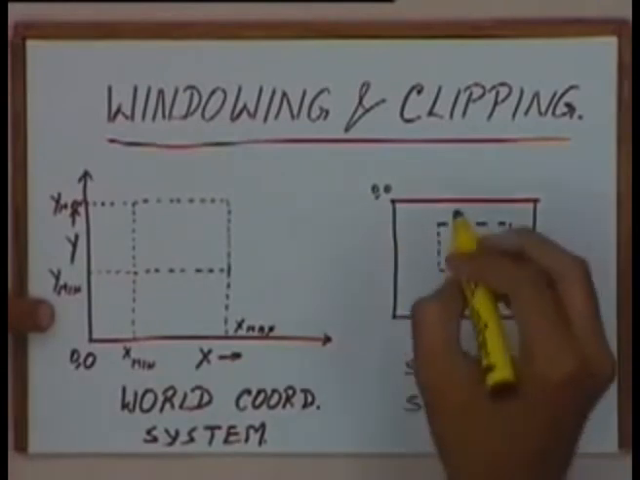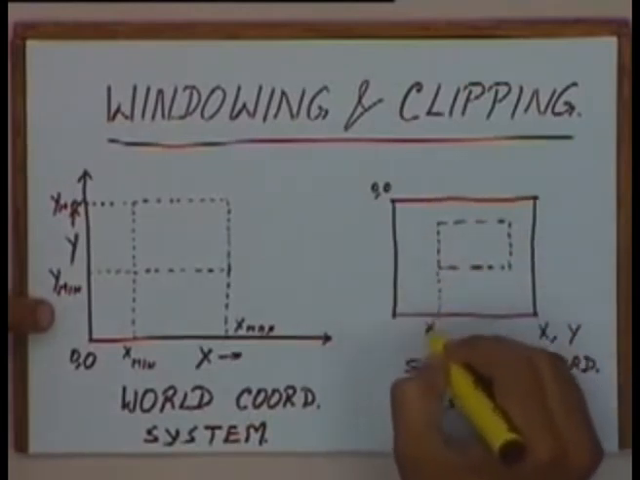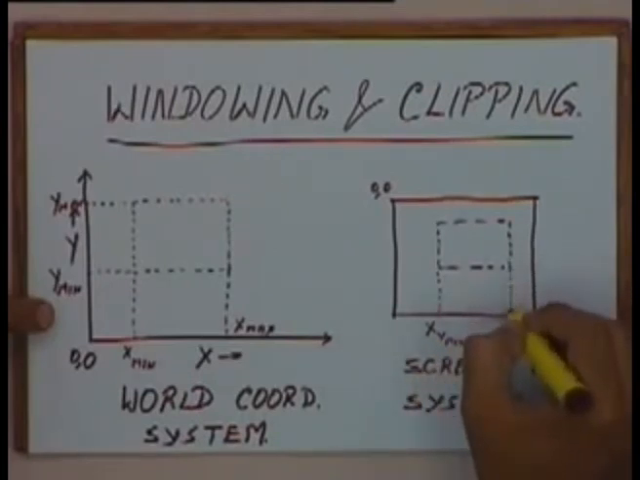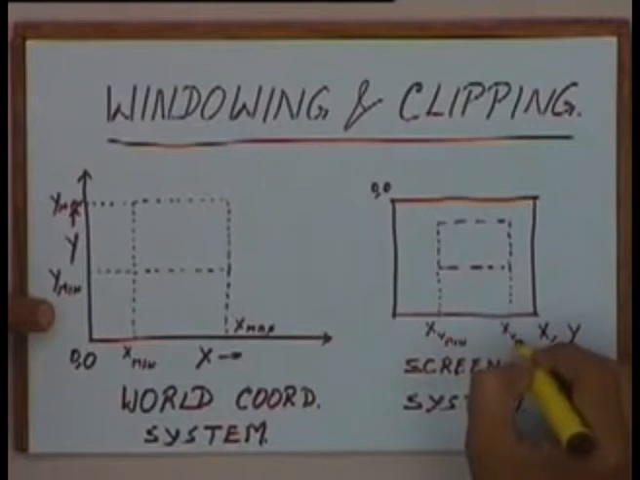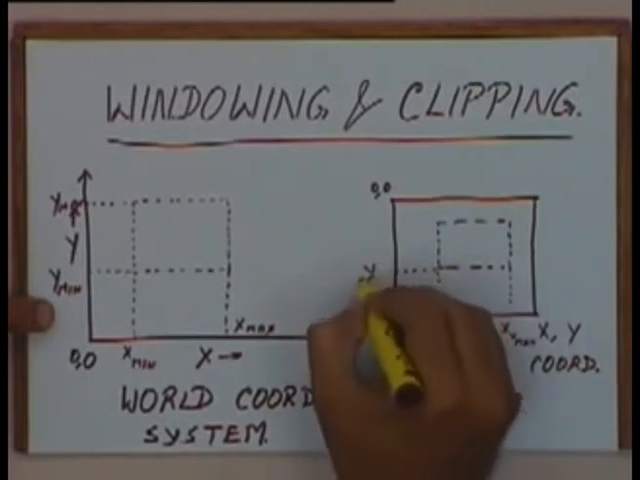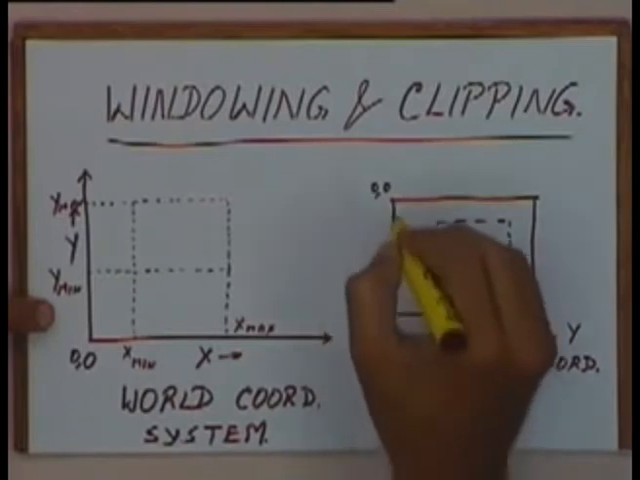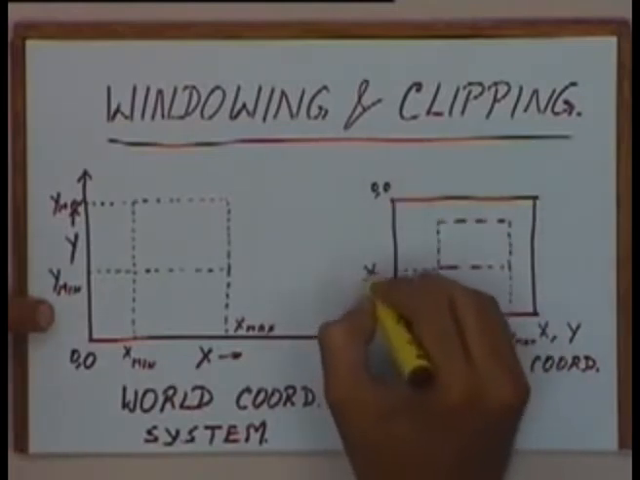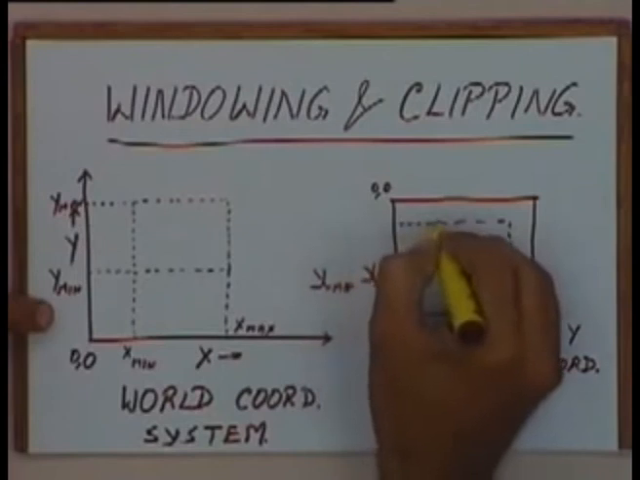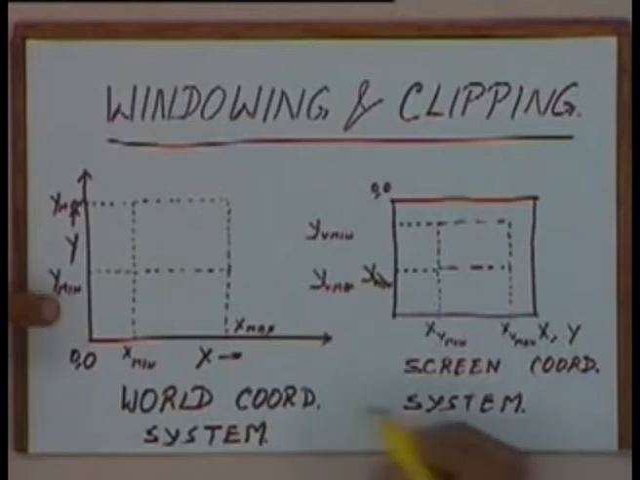In this screen coordinate system, the x and the y values will again range from, let us say if we call this the x viewing minimum and this is the x viewing maximum. Similarly, this is the y viewing minimum, this will be the y viewing maximum and this will be the y viewing minimum.